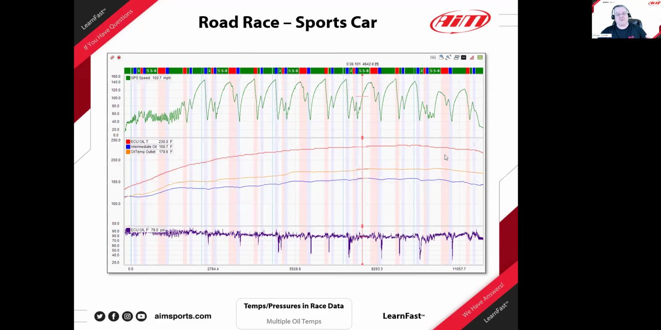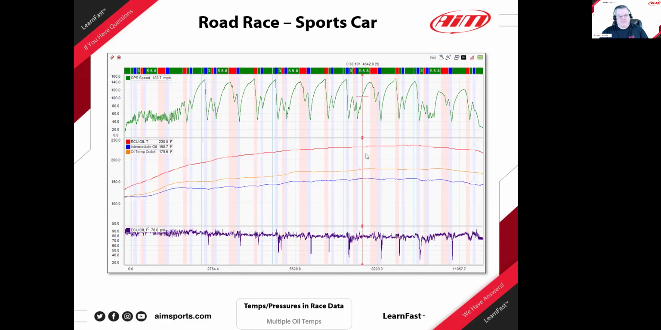So the next one I wanted to talk about, of ways of using these basic sensors, is some data. I think this was at VIR, and this is a V8, but this user had 3 different oil temperature sensors. Now I don't know exactly where they are and what was in between them, but when I saw the data, I thought this is perfect to share in this particular area.